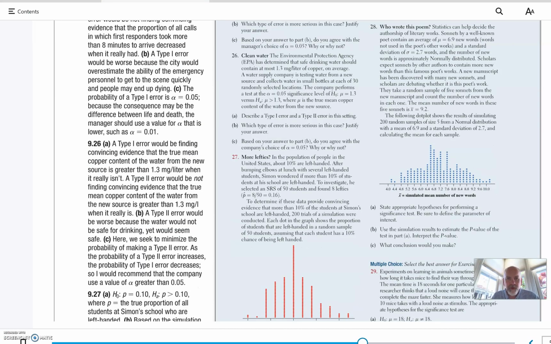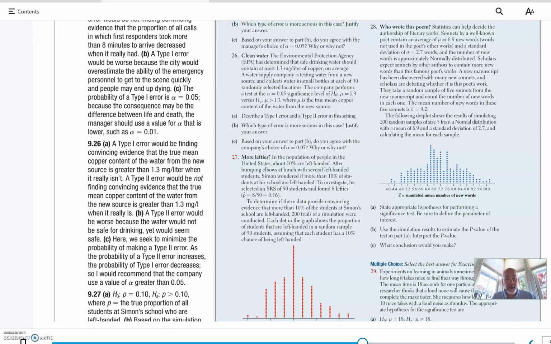EPA has determined safe drinking water should contain 1.3. They're going to do a significance test by doing a random sample of 30, n equals 30. The null is that the mean is still 1.3, no change. The alternative is that the mean is greater than 1.3, meaning that there actually is too much copper.